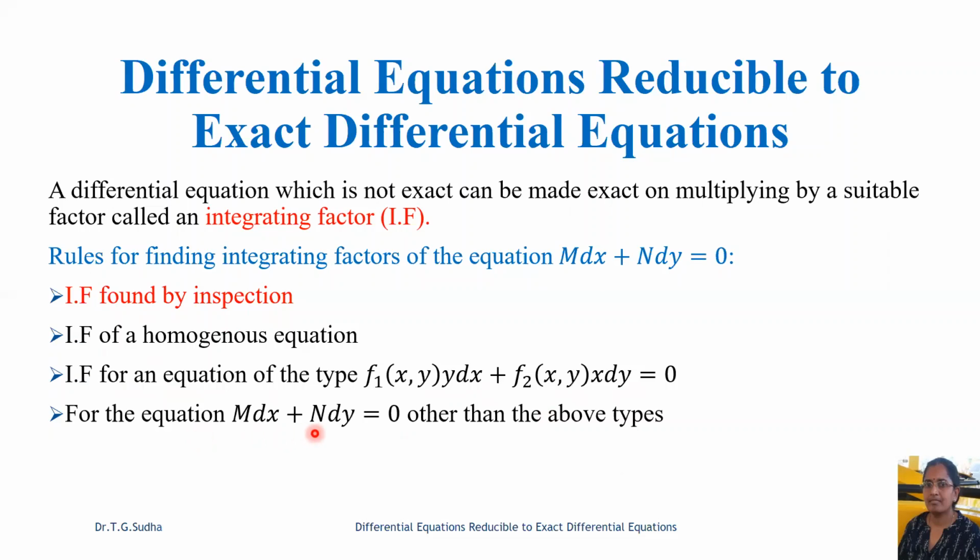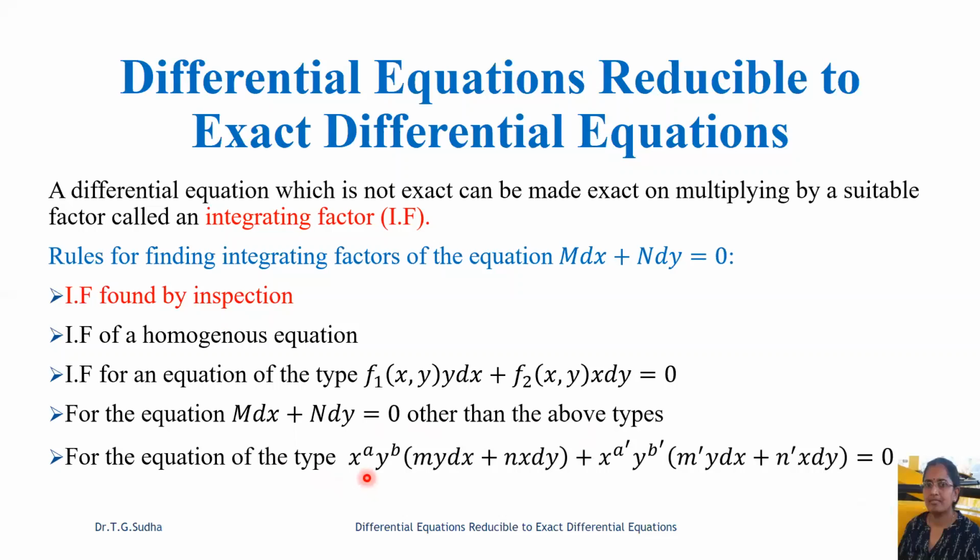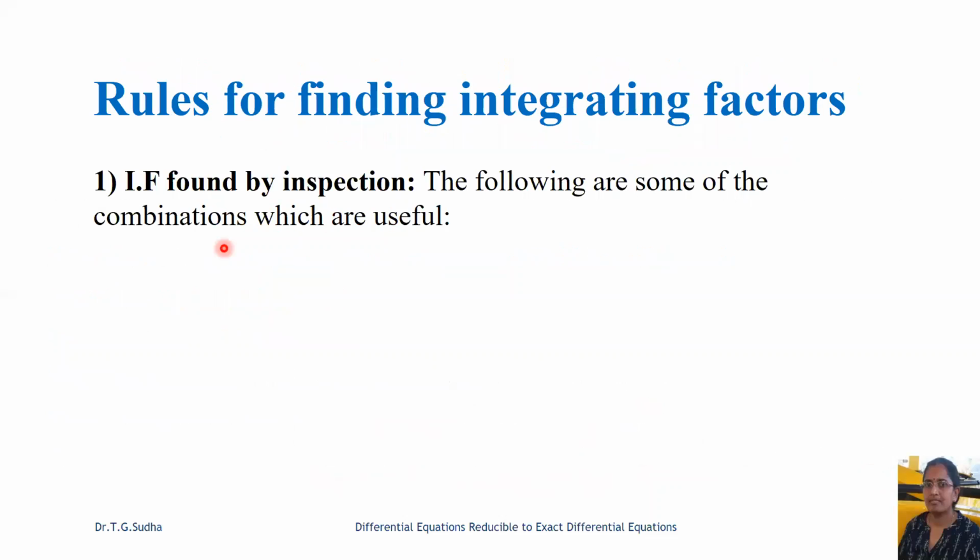For the equation M dx plus N dy equal to 0, other than the above types, for the equation of the type x to the power a into y to the power b into (m y dx plus n x dy) plus x to the power a dash y to the power b dash into (m dash y dx plus n dash x dy) equal to 0. Now let us see the integrating factors found by inspection. The following are some of the combinations which are useful.